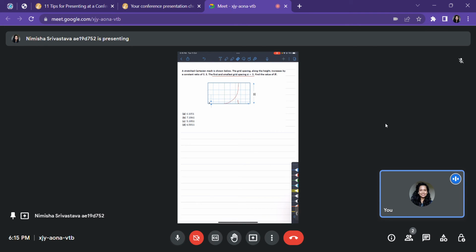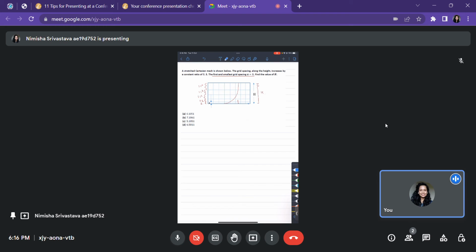So over here, what have we been asked? We've been asked the total value of h. We've been asked how much is total h if the height increases by a constant ratio of 1.1, and the first cell is equal to 1. Then the next cell will be equal to 1.1, because we have a constant ratio of 1.1. Then the next would be 1.1 times 1.1, that is 1.1 square. Similarly, this would be 1.1 cube and this would be 1.1 to the power 4.